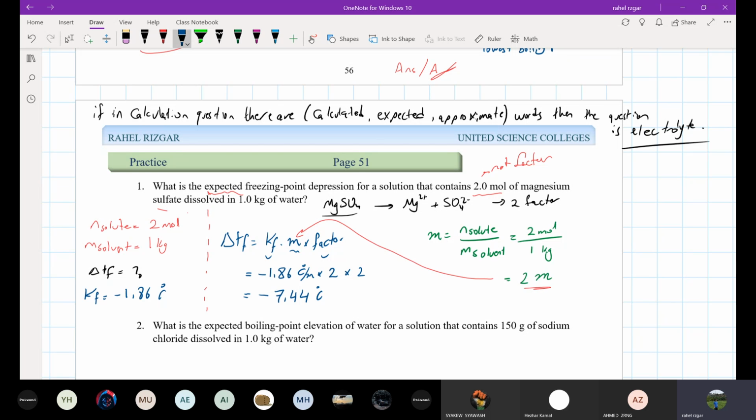Delta Tf equals Kf times molality times factor. Molality is equal to n of solute divided by mass of solvent. When we found molality, we put it inside the equation. Minus 1.86 times 2 times 2 because the factor is also 2, and the result is minus 7.44 Celsius.